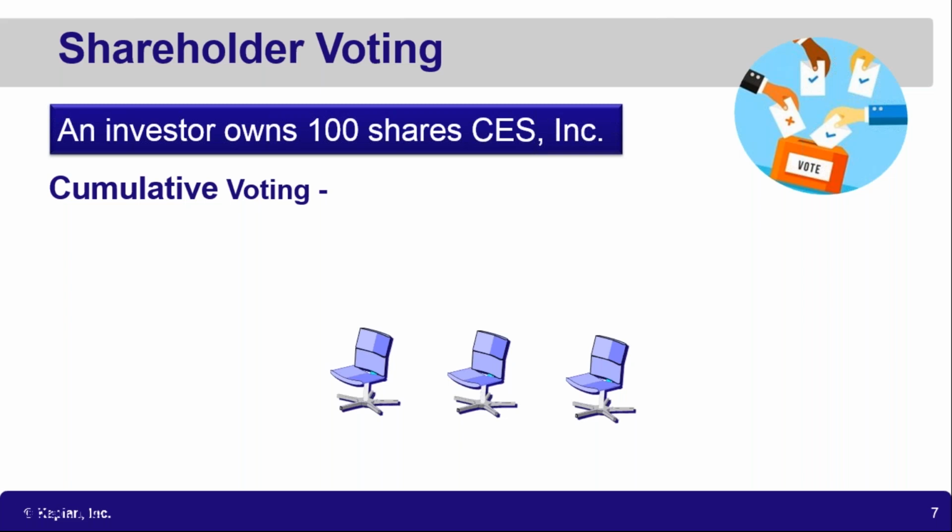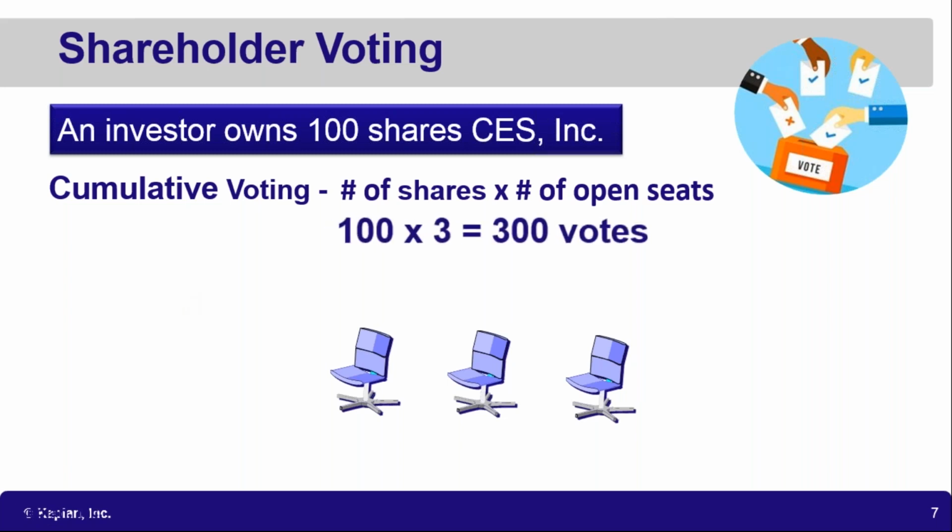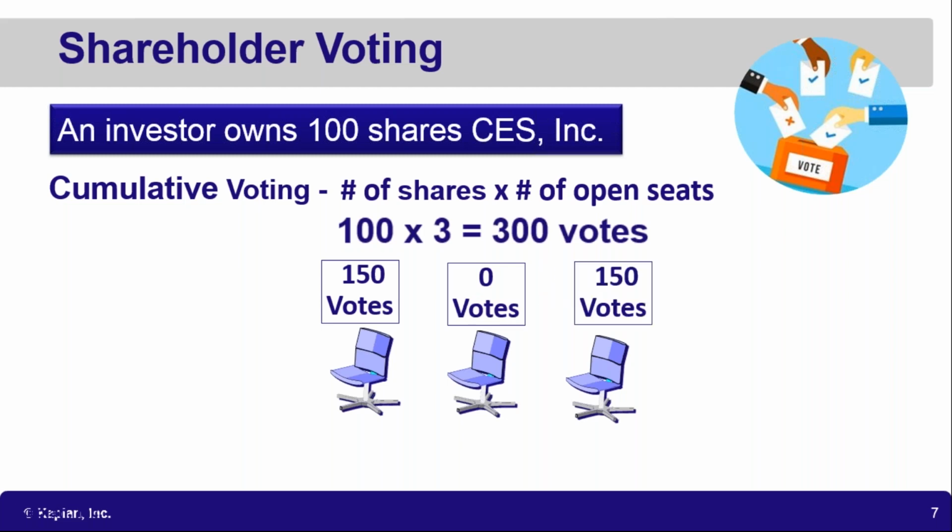Now, the cumulative voting method, it's not a per seat vote. What we do is we take the number of shares you have and multiply it times the number of open seats. Well, this person has 100 shares. Multiply that times 3 open seats, and we have 300 votes to work with. Now you can use those votes any way you wish. You could go 150 votes on one seat, 0 votes on another seat, 150 votes on another seat. You could do 250, 50, and 0. You could do 100, 100, and 100, just like statutory voting if you want to.